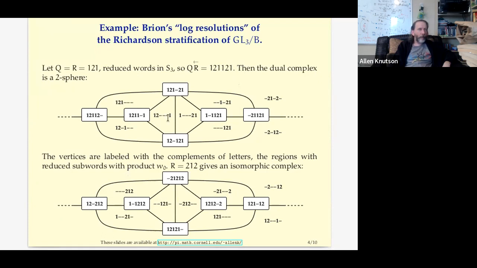So the top dimensional things here, which is two dimensional, those you see the subwords of this guy that multiply out to W naught. So some of them are 1, 2, 1s, some of them are 2, 1, 2s. And then you start intersecting those facets, and you start getting down to lower dimensional faces. But because of the complementation, I'm going to be labeling them with the unions of the subwords. So this union, this union, this union, this is getting me this vertex.